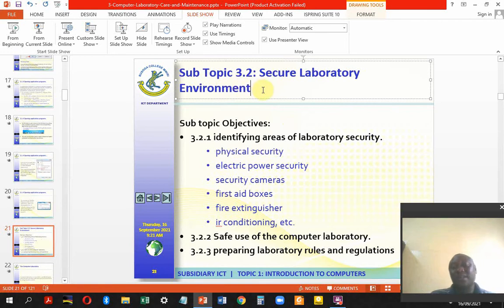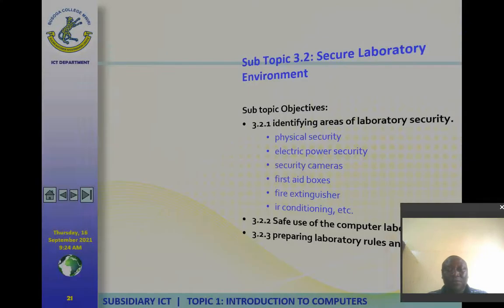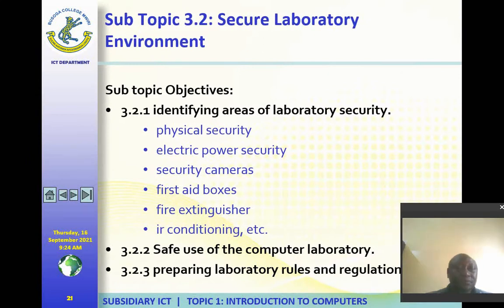This is topic 3, secure lab environment. I'm going to take you through the secure laboratory environment, having looked at a laboratory. Now in this subtopic, we are going to identify areas of laboratory security. We want to look at how your lab is prepared in case you have set up a computer laboratory.